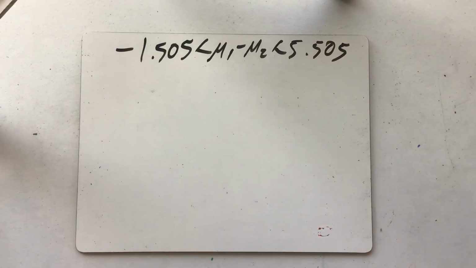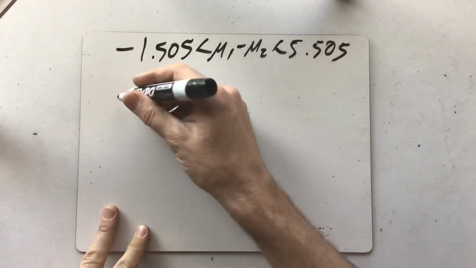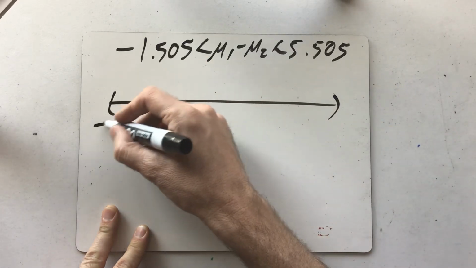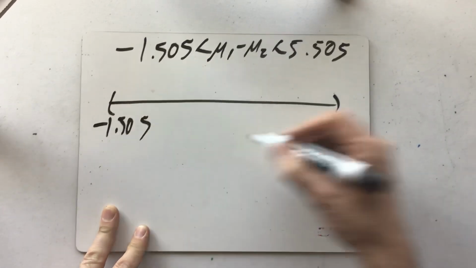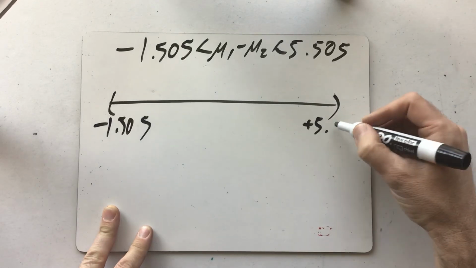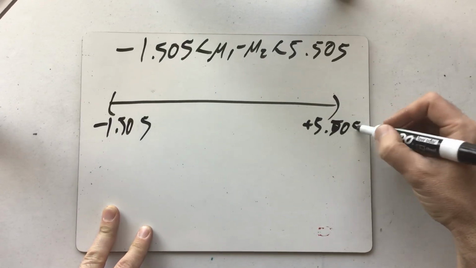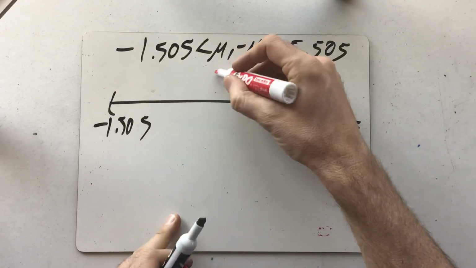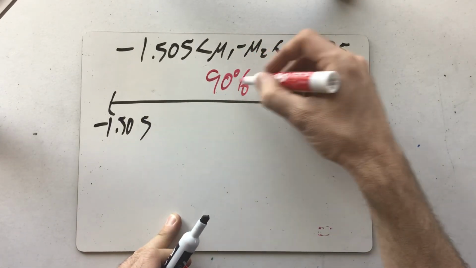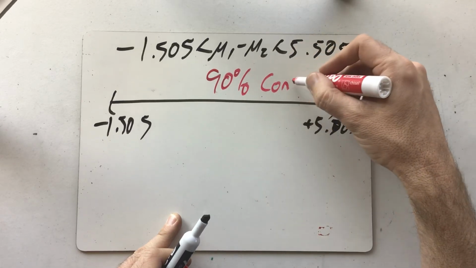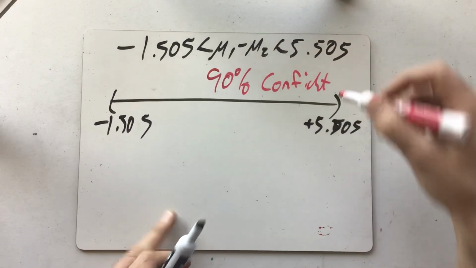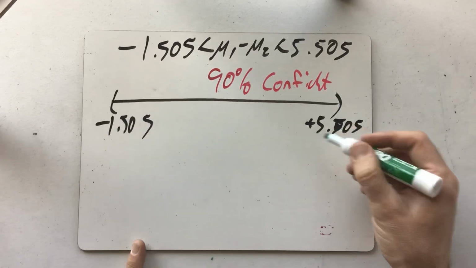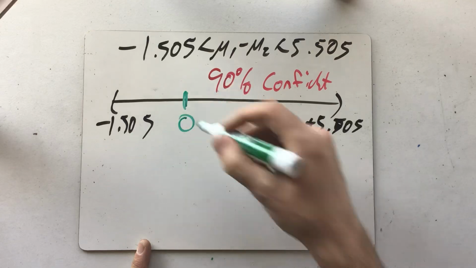Now, let's just really quickly think about the connection. Notice here, I now went from negative 1.505 to positive 5.505. So that would be my confidence interval, and I'm 90% confident that mu1 minus mu2 is somewhere in here. And where is 0 on this number line? Well, notice 0 is in between because you have a negative and positive. So 0 is somewhere like right here.